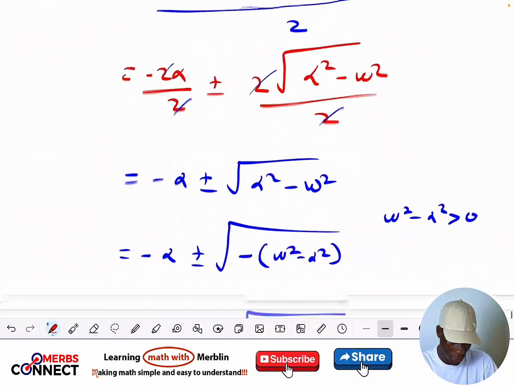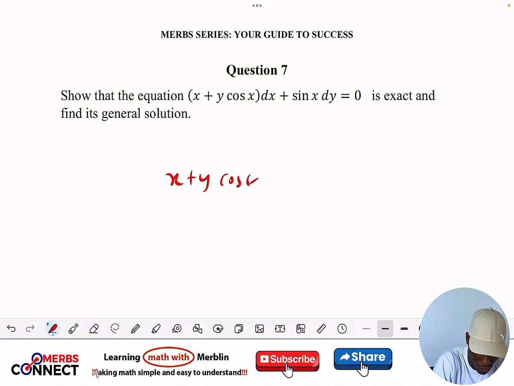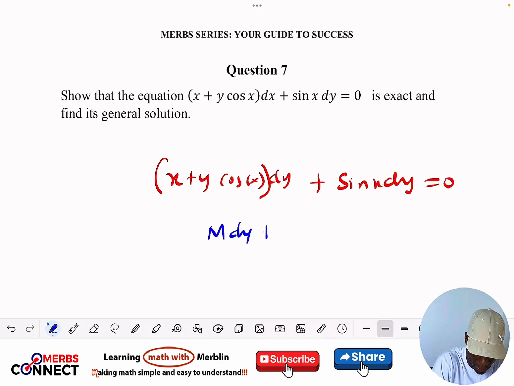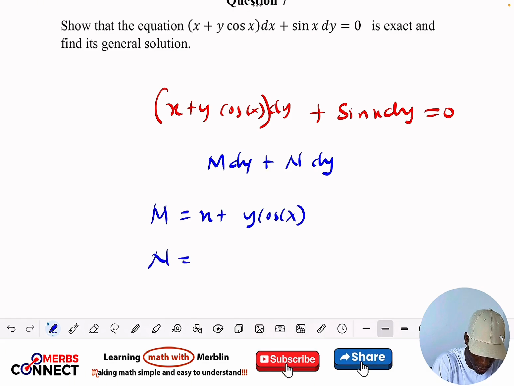Okay, so I have the last question that I'm going to give to you to try. The first part is to show that this is exact. So we have this one in the form, plus sine x dy is equal to 0. I'll just leave it to you to try. This is of the form M plus N dy. So pick your M to be x plus y cos x and your N to be equal to sine x, go through the process, and leave your final solution in the comment section.